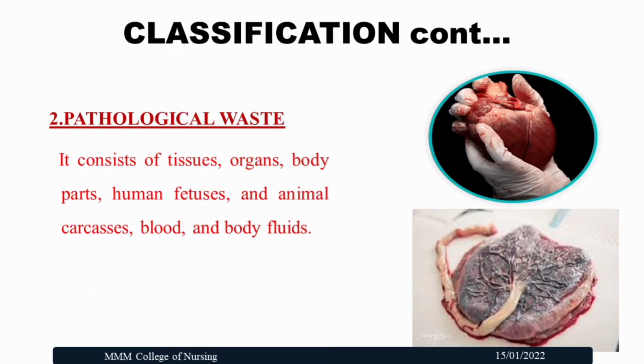The second one is pathological waste. It consists of tissues, organs, body parts, human fetus, and animal carcasses, and blood and body fluids.